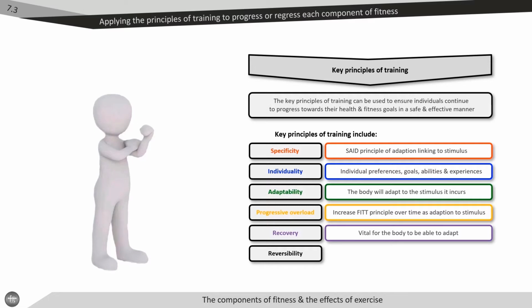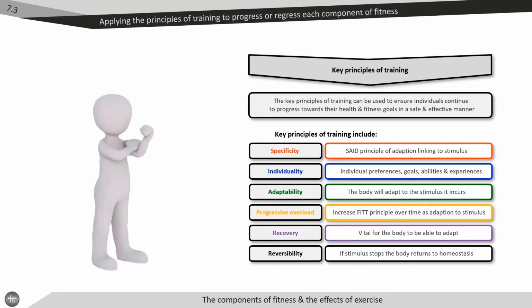If the body fails to recover, then this could lead to overtraining and cause temporary referral of exercise through illness or injury. If an individual stops exercising, then the adaptations which they have achieved will subside and be lost. This is known as the reversibility principle. Use it or lose it.